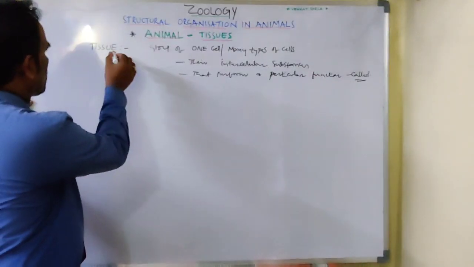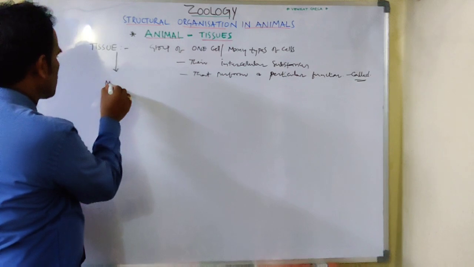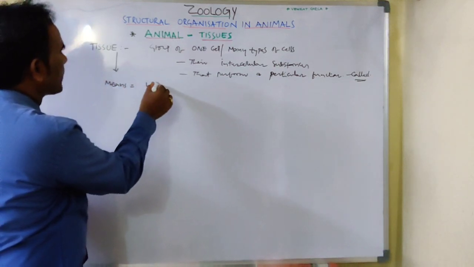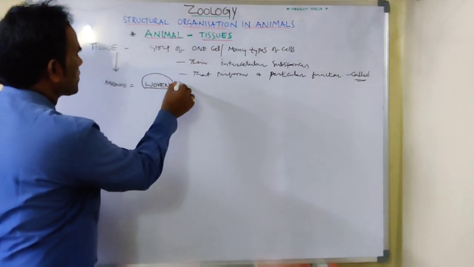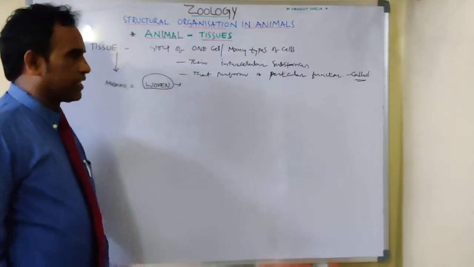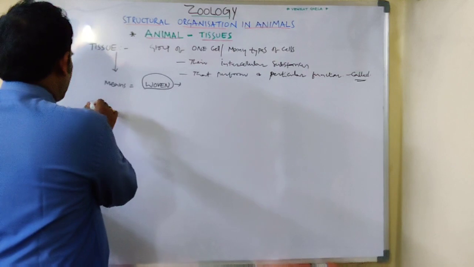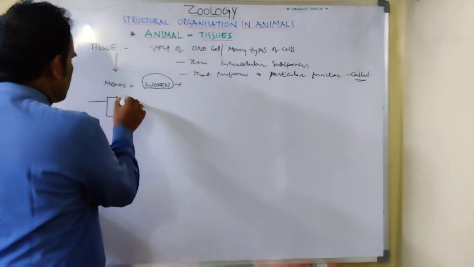The term tissue comes from the French language, where tissue means woven. There are different types of tissues. Let's see the types of tissues.